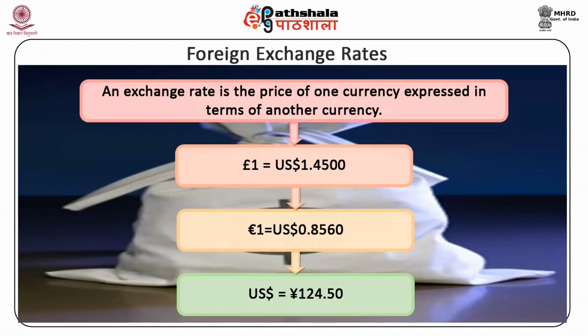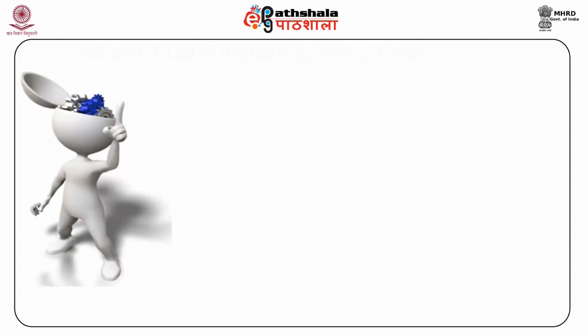Expressed in simple mathematical form, US dollar 1.4300 divided by 1 pound is equal to US dollar 14,30,000 divided by 10 lakh pounds, which is equal to 1.4300. Next, we will talk about ISO and three-letter alphabetic currency code.